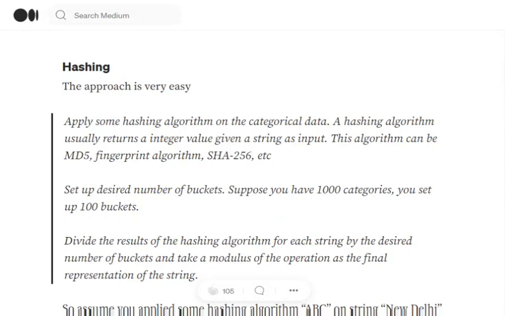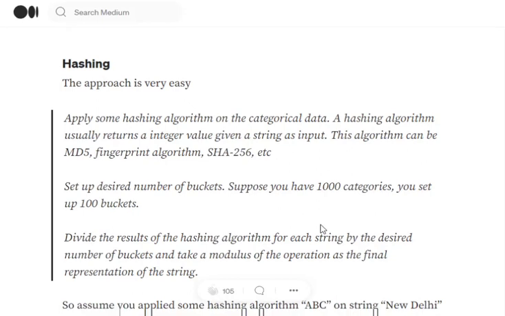So assume that we have 1,000 categories in a data set and we took a bucket size of 100. Now for every result of the hashing algorithm: in the first step we took the string, that is the category name, into the hashing algorithm and generated an integer. We set up a bucket size, and eventually we divide the result of the hashing algorithm by the bucket size, and whatever is the remainder, we use it as the numerical representation of the category.